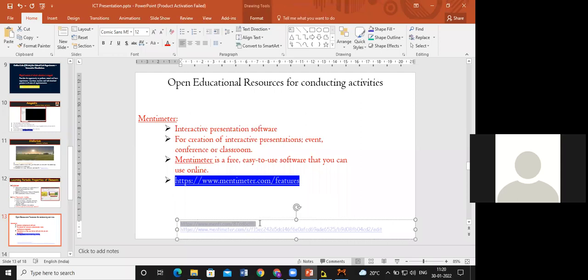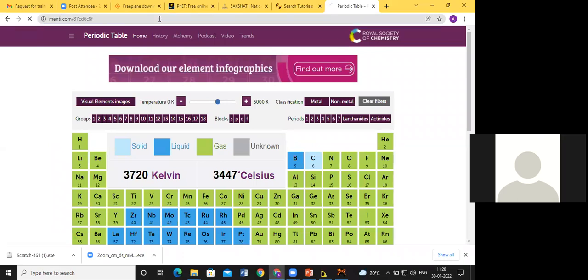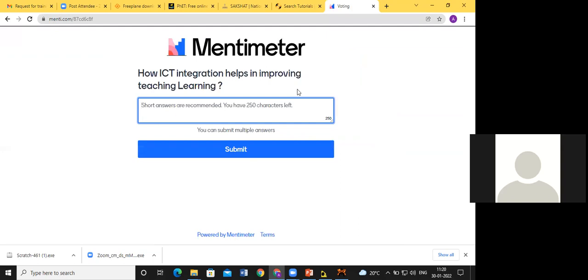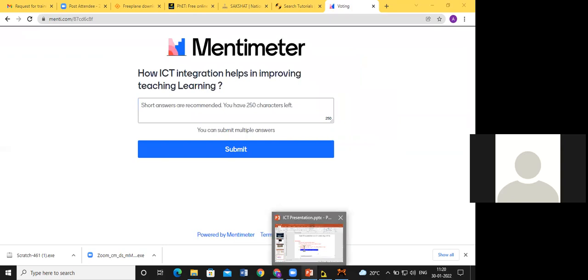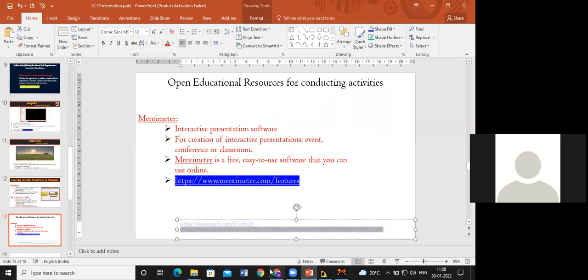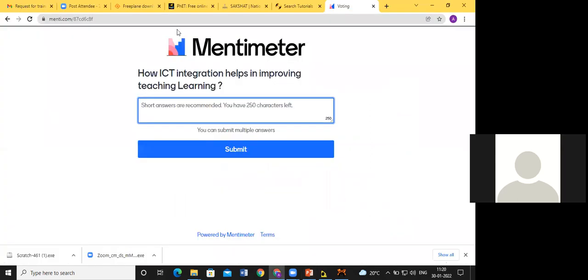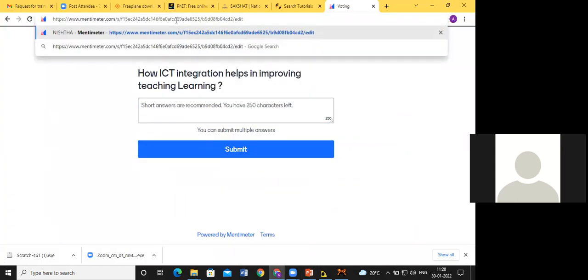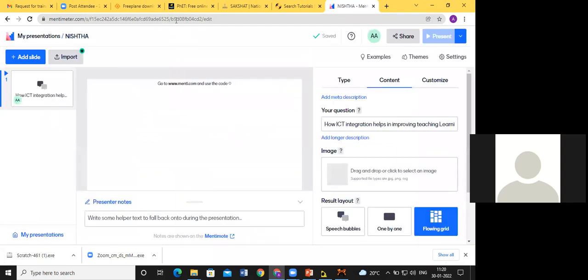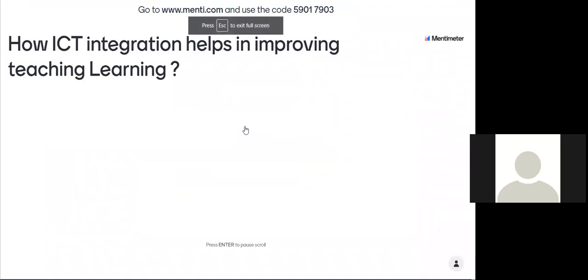Okay, let's see. All of you are requested to open your mobile or browser and type menti.com. Please, it's a request. All of you are requested to go to menti.com. Type menti.com in your browser.